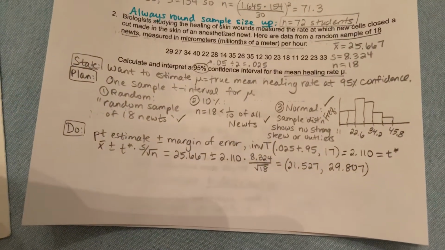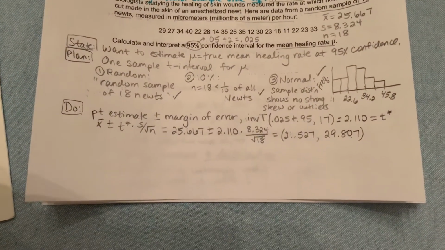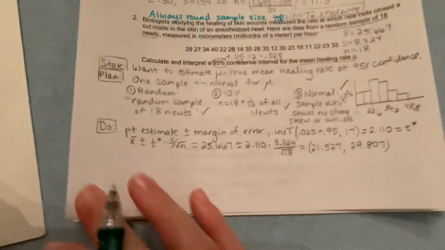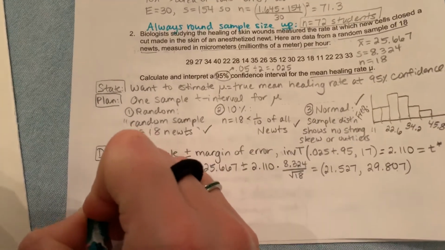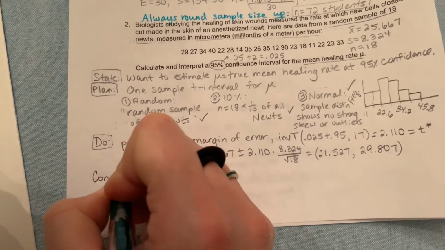But if you stop at this point, you are definitely not getting full points. You have to interpret it, right? I don't care if you can come up with those numbers if you cannot tell me what they mean. So we have to interpret, which is the conclude step.